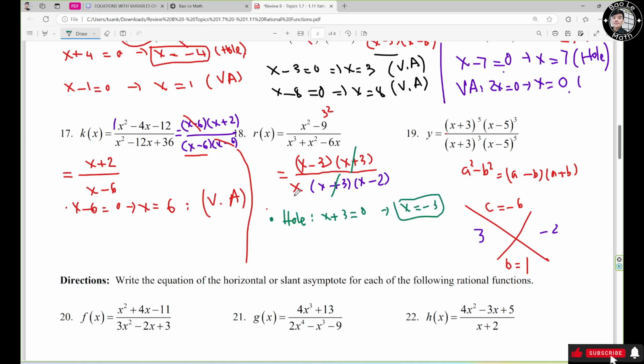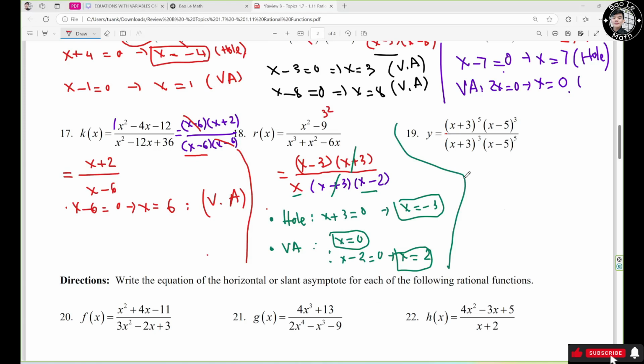Now you have this guy and this guy on the denominator, so we have two vertical asymptotes. The first one is going to be s equals 0, right? The second one is going to be s minus 2 equals 0, and then s equals 2, right?